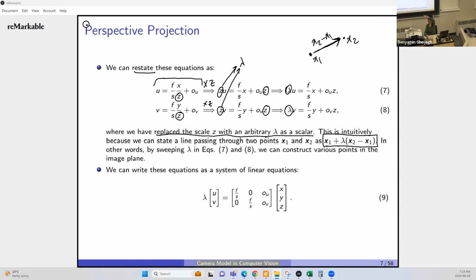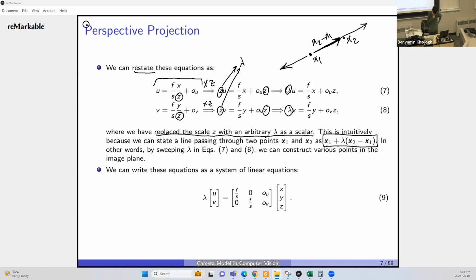Lambda can be positive, can be negative. If it's positive, it will go toward this. If it's negative, it goes toward this. So it's a line passing through it. And why am I doing that? Because I have some optical ray from the 3D object toward the image and also toward the lens. I want to find this line. By changing lambda, I will reconstruct this optical ray. That's the intuition behind that.